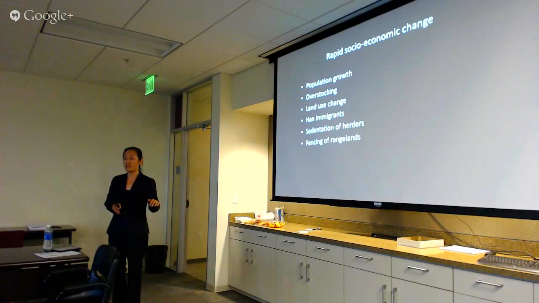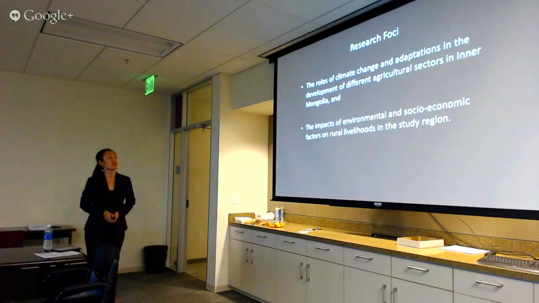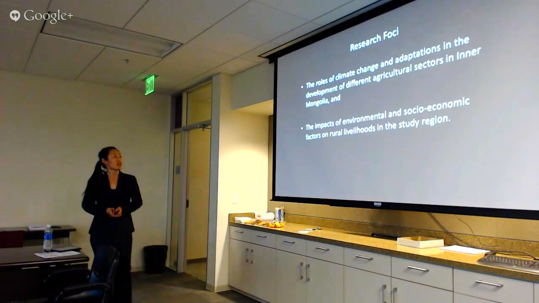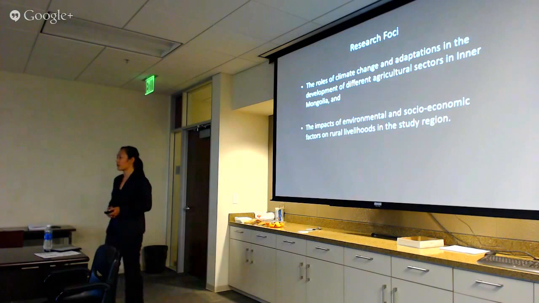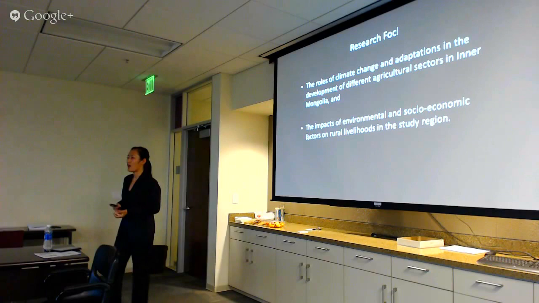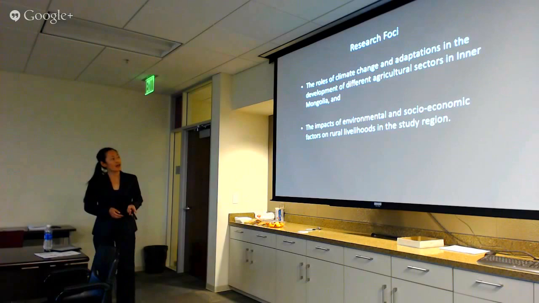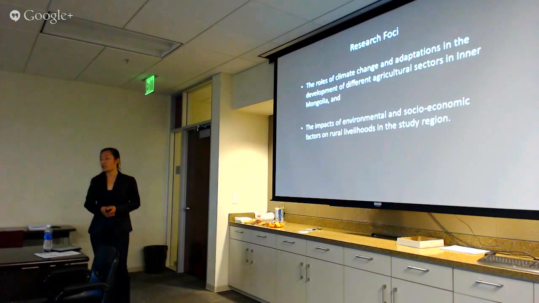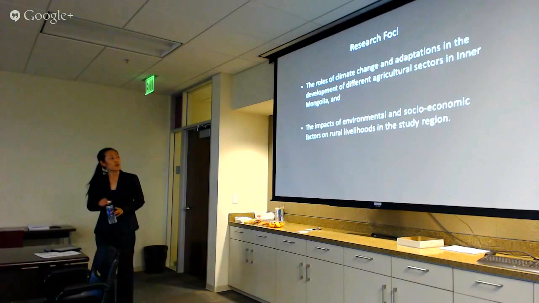So my research includes the role of climate change and adaptation activities in the development of different agriculture sectors in Inner Mongolia. To be specific, it includes the grain production sector and livestock production sector, and also the impacts of environmental and socio-economic factors on rural livelihoods in the study region. To be specific, those impacts on rural income.